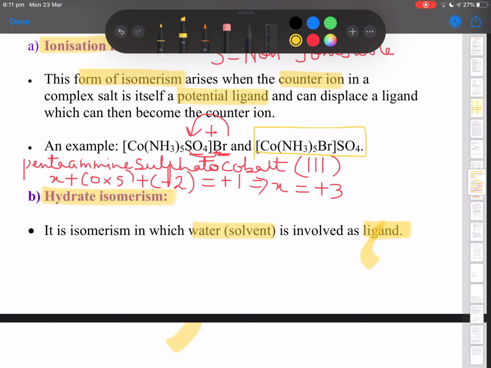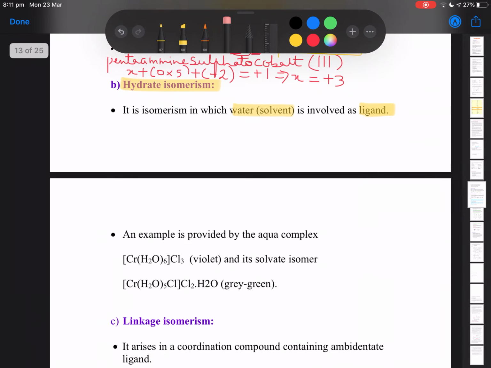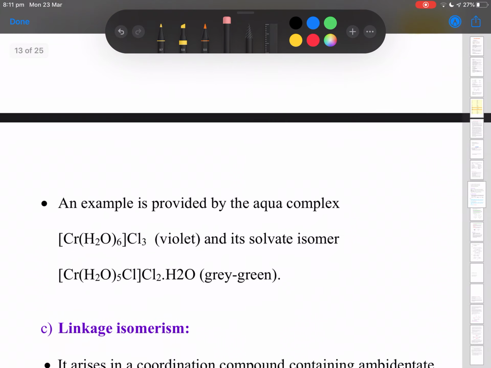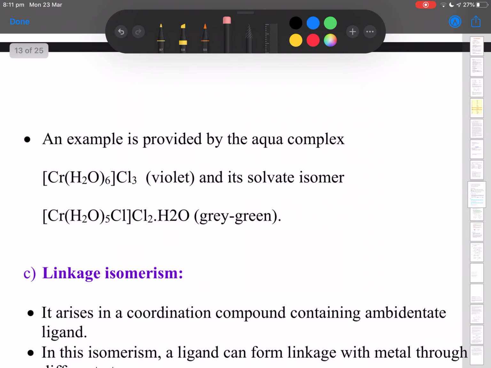So whenever water is used, in this case, we have to restrict to the term called aqua, which can be seen in this example over here. Now here I'll highlight water is acting as a ligand, and how many molecules of aqua are there? That's 6. Chloride ions are acting as the counter ions.